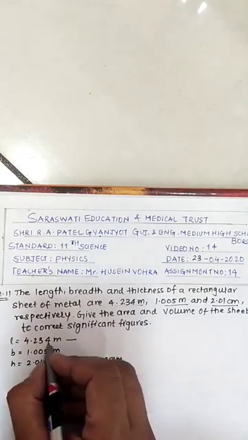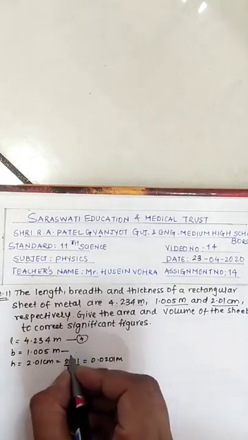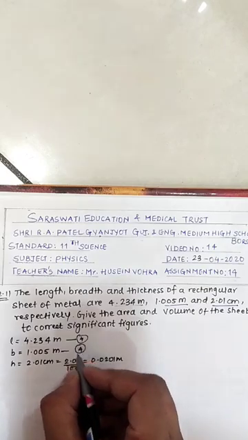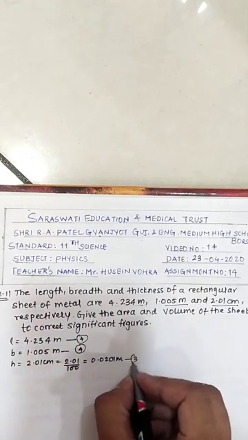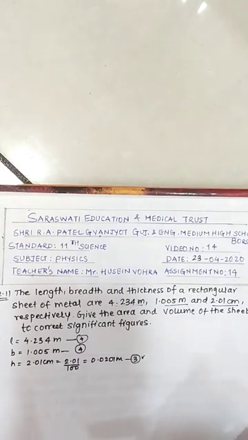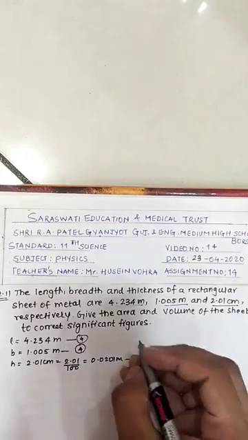Here we have 4 significant figures: 1, 2, 3, 4. And here 1, 2, 3 significant figures. So the least number of significant figures is 3, so our answer should be rounded to 3 significant figures. Now first we have to calculate the area.